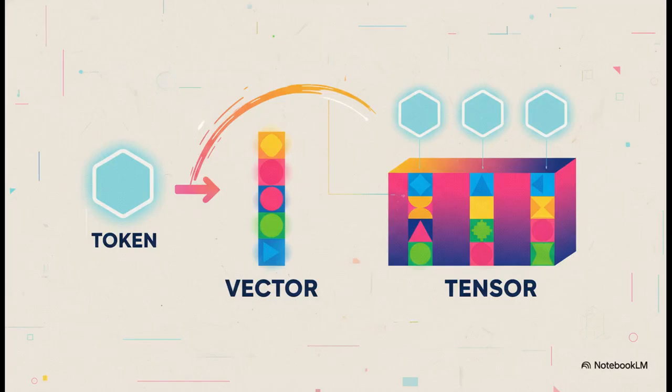So what is this object? It's a vector. And really, all that is a long list of numbers. We're talking maybe thousands of numbers. The best way to think about it is like a super specific GPS coordinate. It's the token's unique address in this enormous, high-dimensional map of meaning. Now, when you have a whole sentence, you've got a whole sequence of these vectors. And that whole group together, that's what we call a tensor.